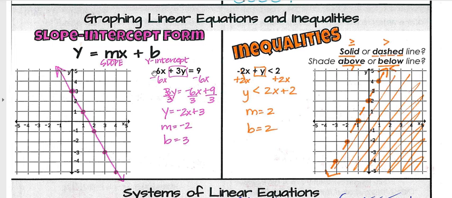So if I have an equation like this, I'm going to start off by solving this for y. So I move the 6x to the other side by subtracting it. And then we want to get the y by itself, so I divide everything by 3. When I do that, this is my equation that's simplified, y equals negative 2x plus 3, and I pulled out my slope, which is negative 2, and my y-intercept, which is 3.